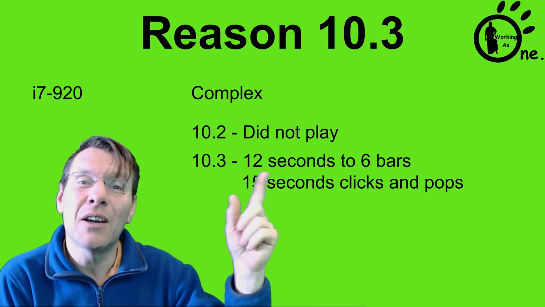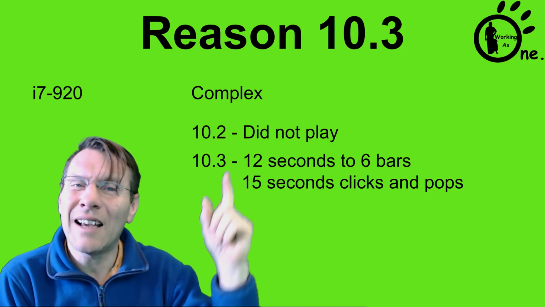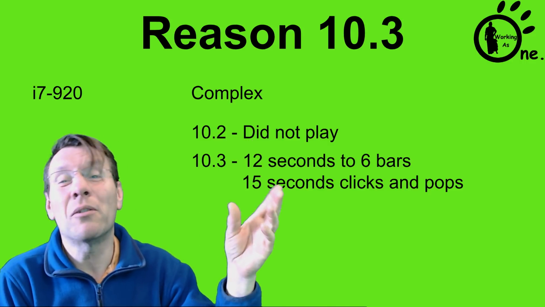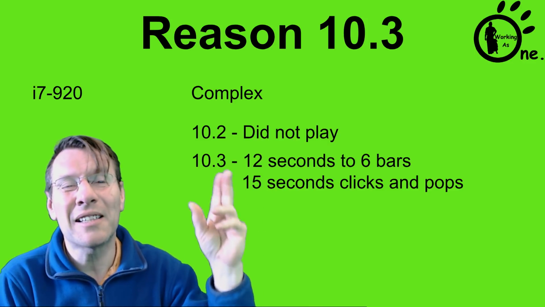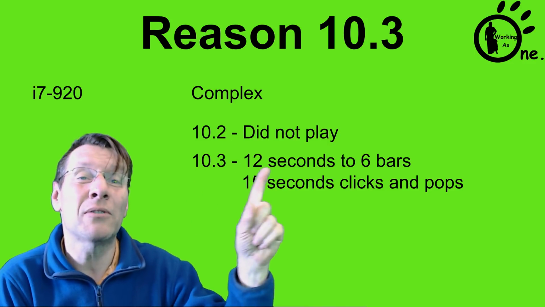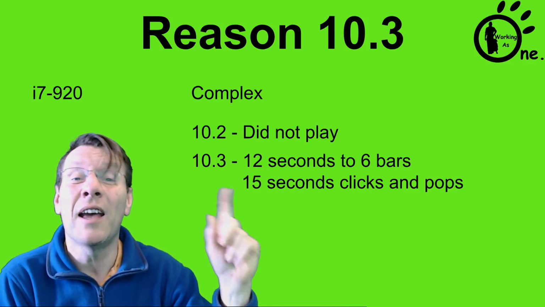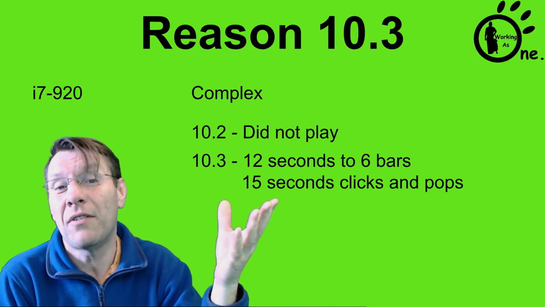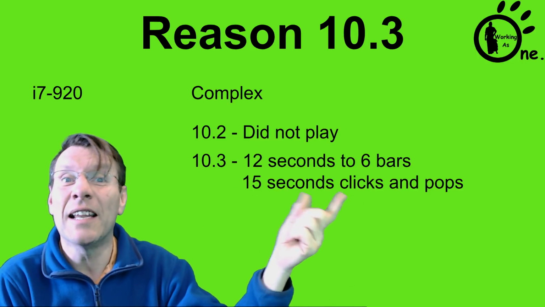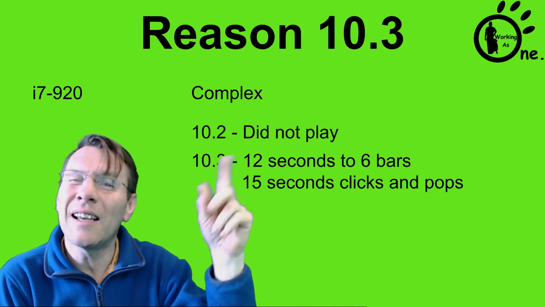10.3, look at this, 12 seconds. That's massive. Anyone who knows these complex tests knows that 12 seconds is absolutely massive. So it took 12 seconds to get me to 6 bars. And obviously another 3 seconds there before I got any clicks and pops out of the actual system. So that's absolutely massive.